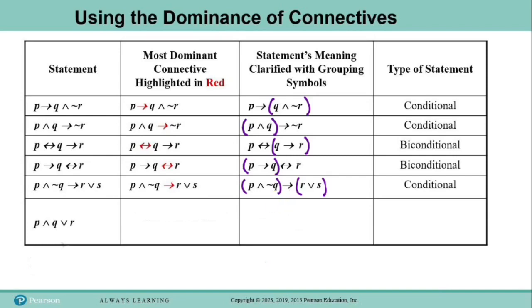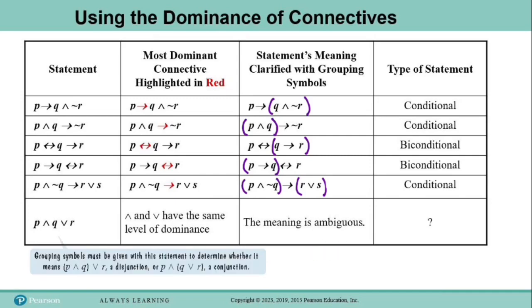And then finally, let's look at this statement. It says P and Q or R. Now the problem here is that there's not a most dominant connective. We only have and, or, and they are equal in dominance. And so we have no way of knowing just from what's written here what the writer intended. We don't know how it's supposed to go, so the meaning is ambiguous. The person that wrote the statement would have to put in the parentheses because there's no way for us to tell as the reader how it's supposed to go.